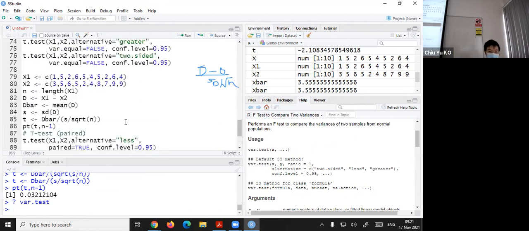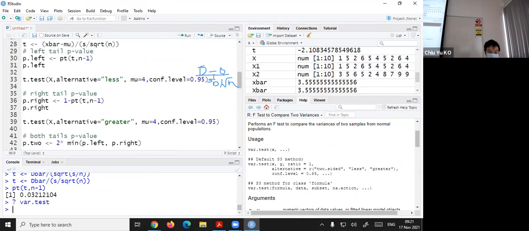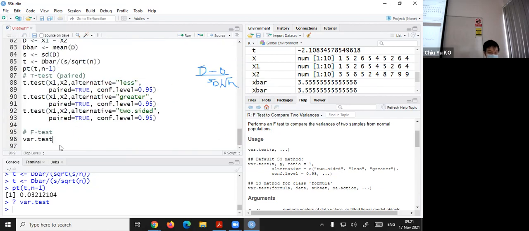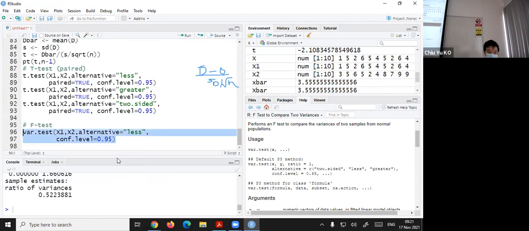So let me copy from somewhere, maybe copy the basic t-test. Yeah, that's fine, this is the right thing we can copy. So with x1, x2, we don't need this or this thing. Maybe we keep this. So this is var.test of x1, x2, with alternative less. It's the left tail. Let's run this left tail.